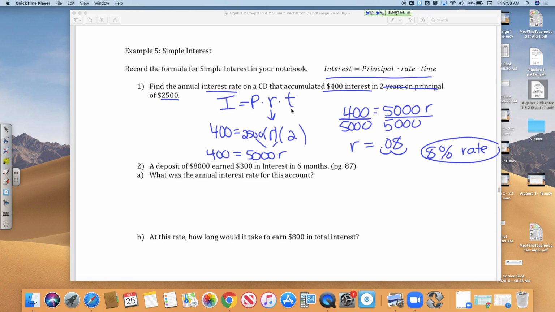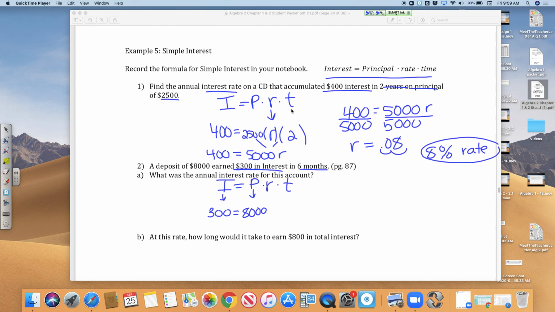Okay, let's go over number 2 together. We deposit $8,000 and earn $300 in interest in 6 months. We want to find the annual interest rate for this account. Okay, so we deposit $8,000. That's the principal amount. I'm going to replace $8,000 in for P. We earn $300 in interest. That's I. I'm going to replace $300 in for I.